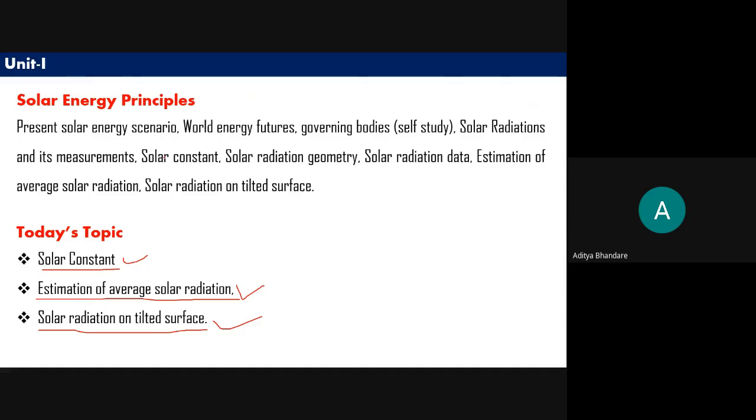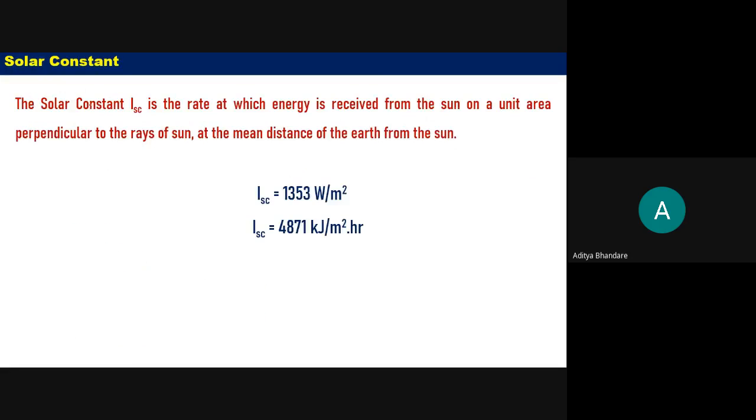In today's lecture, from the first unit, that is solar energy principles, we have covered the remaining part. We are left with the solar constant and the estimation of average solar radiation on the horizontal surface and on the tilted surface. So three parts are remaining. Let us cover these three parts in today's lecture. We'll start with the solar constant, then calculate the average solar radiation on the horizontal surface, and then on the inclined surface.